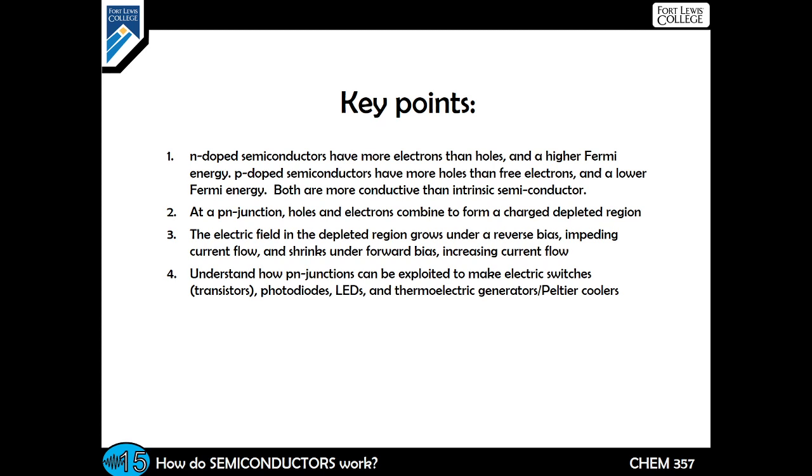Remember that N-doped semiconductors have extra electrons, which increases the Fermi energy. P-doped semiconductors have more holes, which lowers the Fermi energy. At a p-n junction, you get this depleted region where you build up a voltage bias, a potential at the surface of the interface. And the depletion region will grow if you apply a reverse bias to it with a power source, which will impede the current flow. And that depleted region will shrink under a forward bias of that p-n junction, which will increase the current flow.